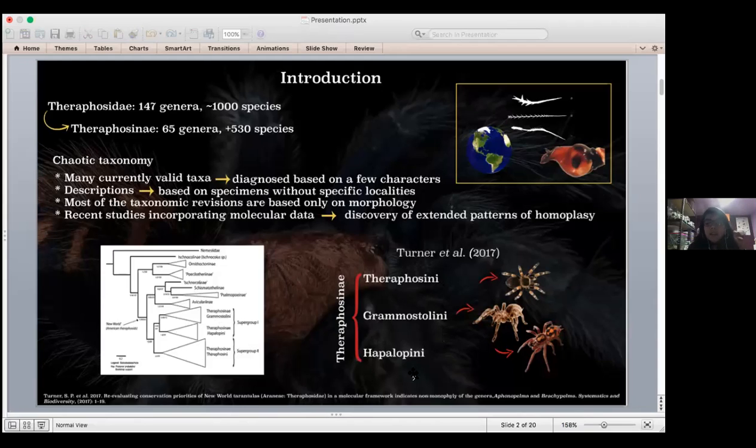And the members of Grammostolini are limited to South America, but the members of Theraphosini and Apharini are widely extended in all the continents. So we have some species that are well known, such as those of the genus Brachypelma in Theraphosini and Grammostolini. And in the tribe Apharini, there are dwarf and medium-sized tarantulas that usually show a dorsal coloration pattern of the body.